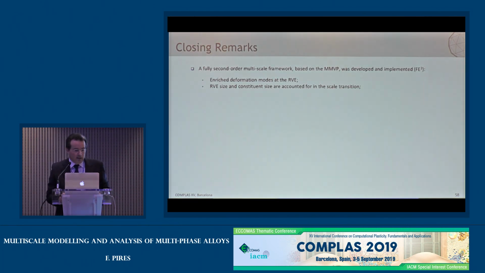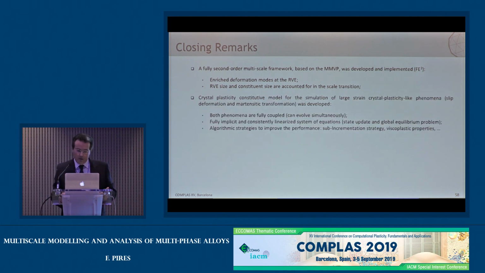To finalize, I'll say that a fully second order multiscale framework has been developed and implemented. We have enriched deformation modes at the RVE level, and we can capture both the RVE size and the size of the constituents in the scale transition. The crystal plasticity constitutive model has been developed. We can have the two phenomena completely coupled and evolve simultaneously.